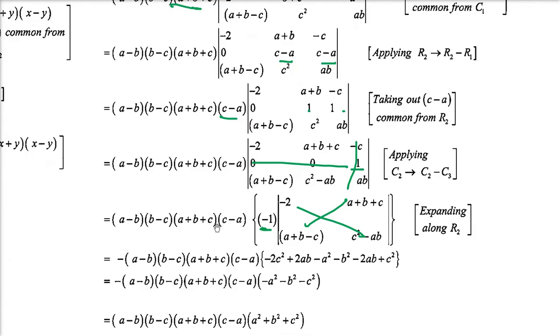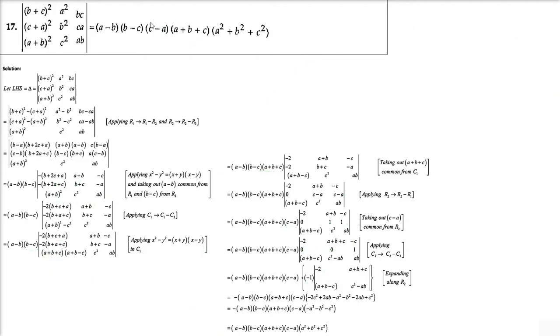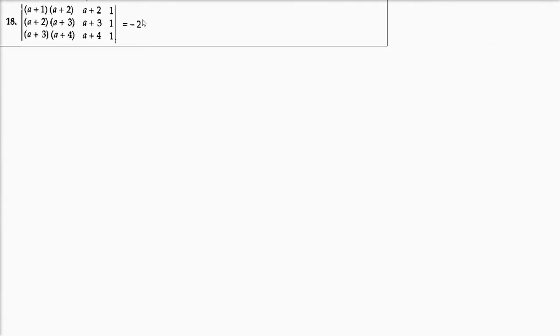Okay. What we have already is already there. So when you multiply, you will get minus a square minus b square minus c square. You can take minus outside because minus was already there. Minus minus gets cancelled. You get a minus b, b minus c, a plus b plus c, c minus a, and a square plus b square plus c square. This is your final answer. Okay, next one.